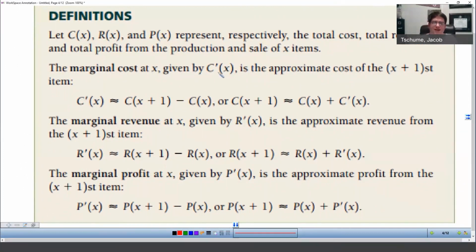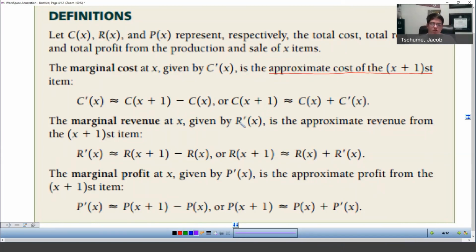Marginal cost is defined as the formula C prime of x, and this is the approximate cost of the x plus first item. Remember in the example I just gave you, when they did C prime of 12, you were approximating the cost of the 13th item. You don't actually know what it is, you're just approximating. You can use this formula if you'd like, though I don't really use it: C prime of x is approximately C of x plus 1 minus C of x, or moving things around, C of x plus 1 is approximately C of x plus C prime of x.